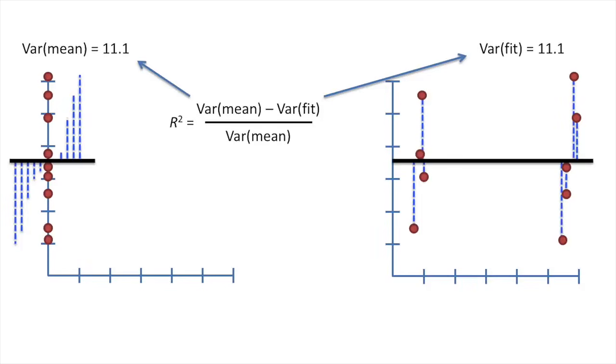Just like the other two examples, the variation around the mean equals 11.1. However, in this case, the variation around the fit is also equal to 11.1.